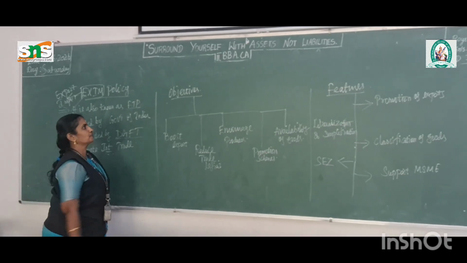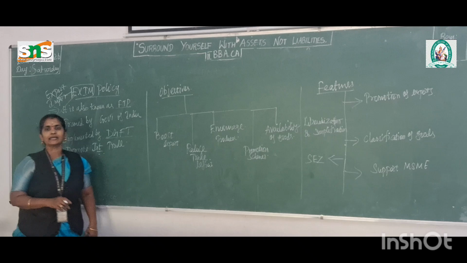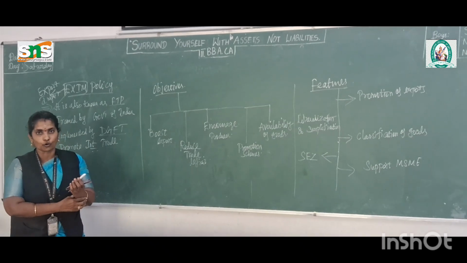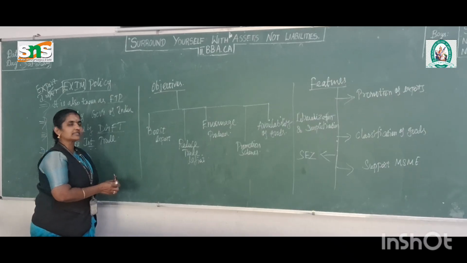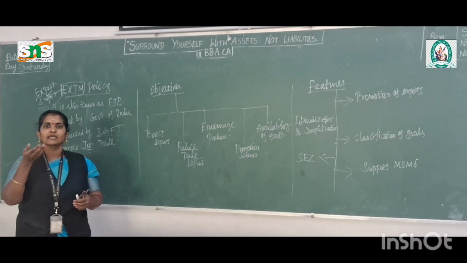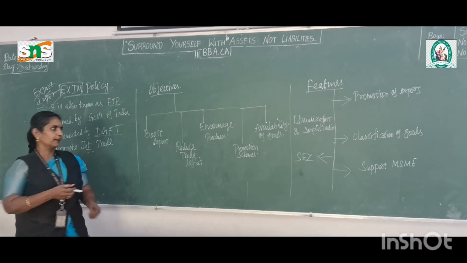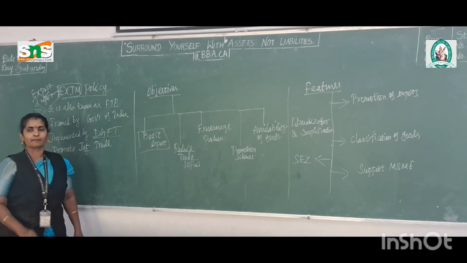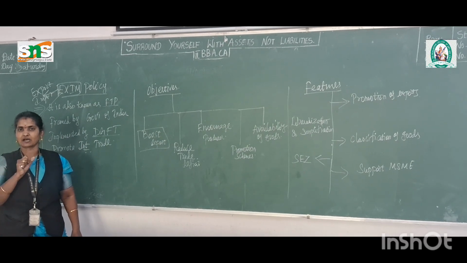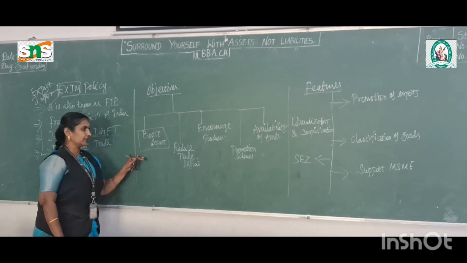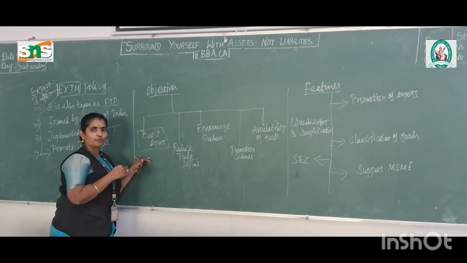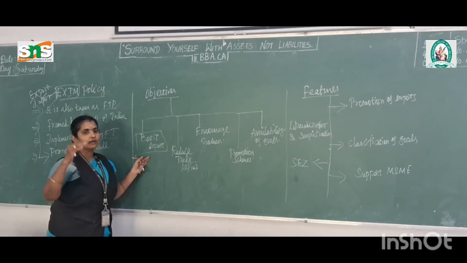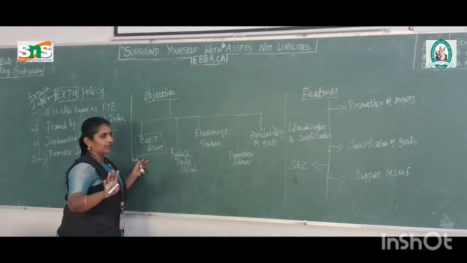Next we move to the objectives of the EXIM policy. The main purpose or goal of the EXIM policy is to improve our exporting activities, that is, to boost exports. That is the main motive of the EXIM policy. They have to improve all the exporters' trading activity and deliver the goods to the foreign country on time. That is the main focus.